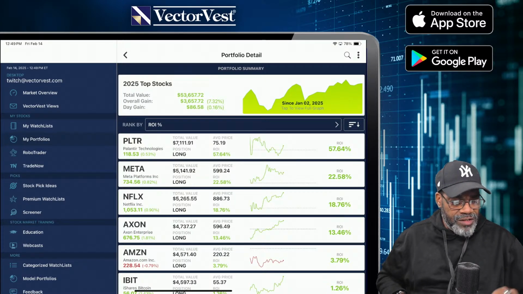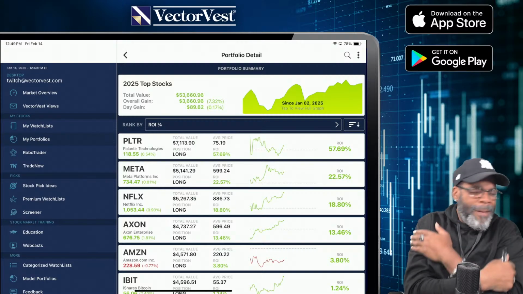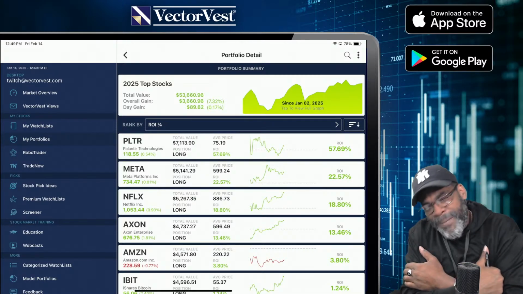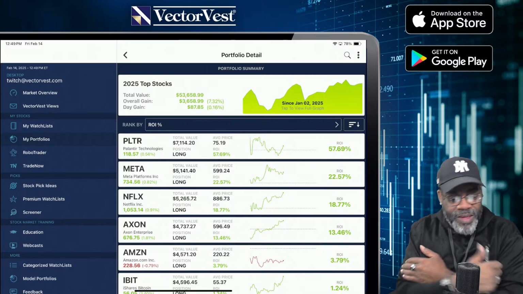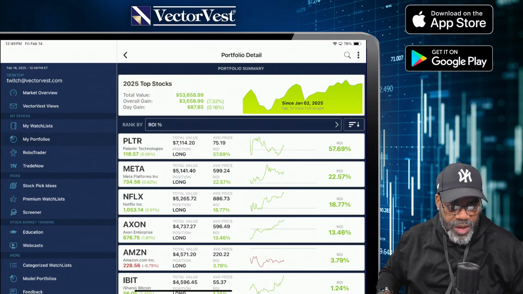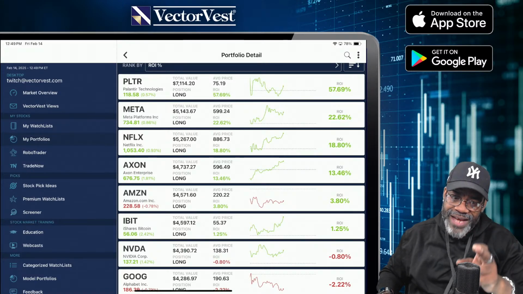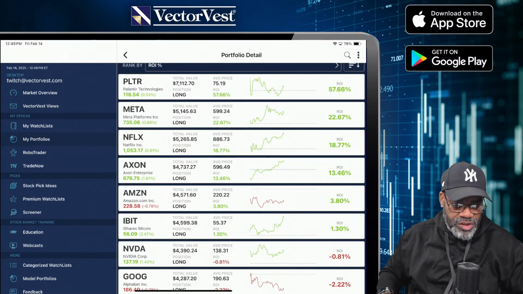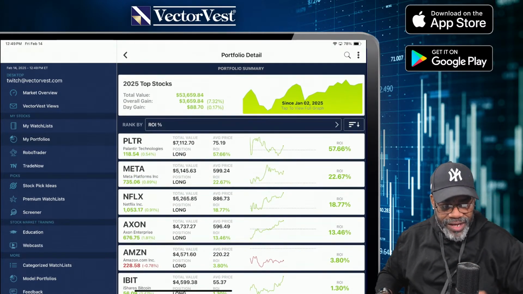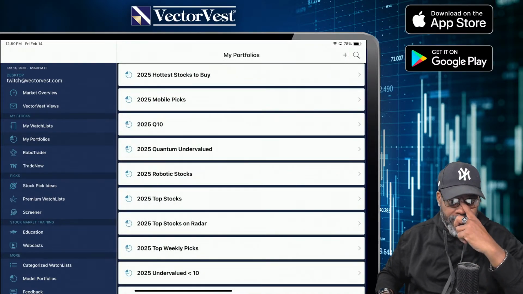7.32%. Look at the equity curve. Look at that, Palantir. Woo! That makes me just want to go and eat it all up. Palantir, 57% since the beginning of the year. Meta, 22. Netflix, a stock I like, 18%. Axon, I like that. I brought that to your attention too. Amazon, look at that. And then Janice let me know this was 11 stocks. I'm still mad at you about correcting me, Janice.